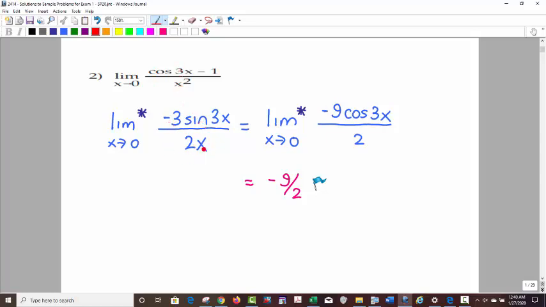Now, if you reinsert 0 here, you're going to have 0 over 0 again. So remember the definition of L'Hopital's rule says that you can repeat L'Hopital's rule to either come up with a value for the limit, or you can clearly determine that it does not exist. So I'm going to take the derivative again, and the derivative of sine is cosine, but we bring out another 3 from the derivative of 3x, which now makes it from negative 3 to negative 9. And from 2x, the derivative will be 2. So if we now insert 0 in there, cosine of 0 is 1, and then you'll get negative 9 halves.